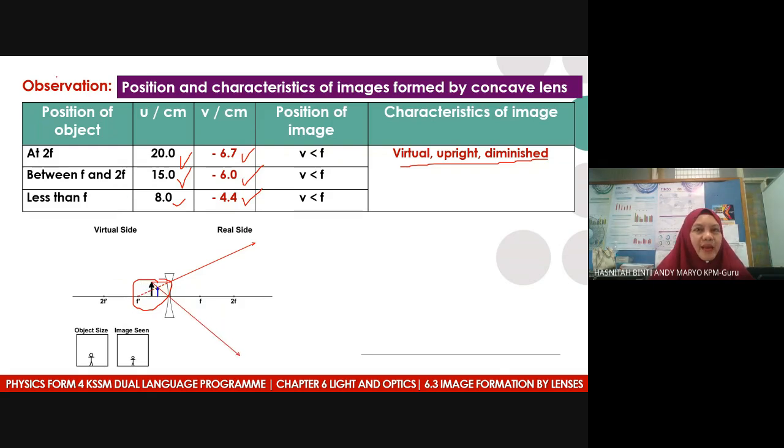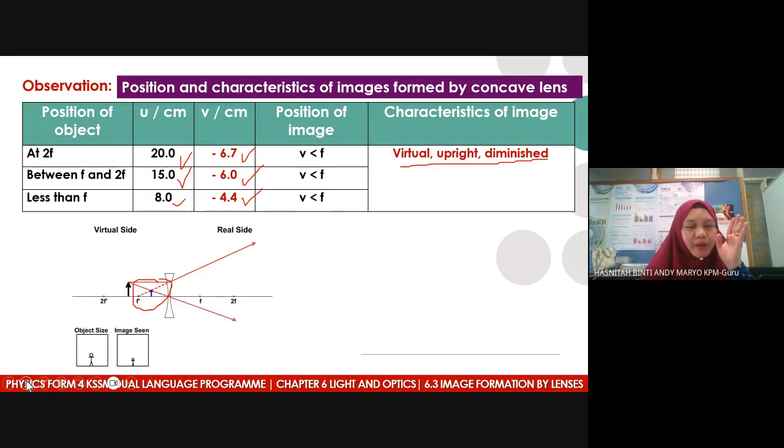So for concave lens, remember, any position you place the object at, the characteristic of image is always virtual, upright, and diminished. The negative sign for v here shows that the image produced is virtual. Virtual means we cannot see the image on the screen. The image does not appear on the screen. Real image, we can see the image appear on the screen.